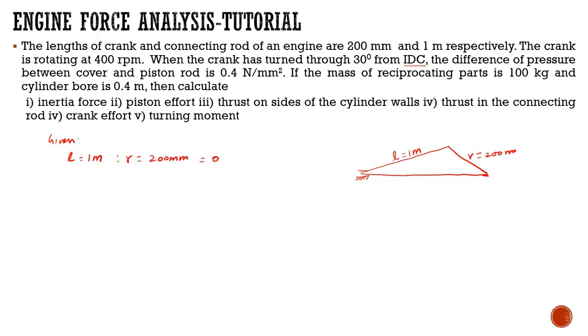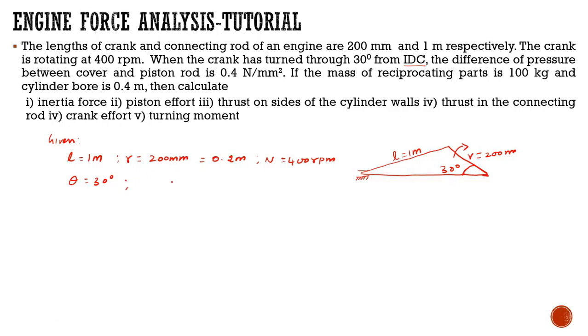So we can convert that into meter. Then the crank is rotating at a speed of 400 rpm, so the n value is 400 rpm. And theta is 30 degree. That means the crank has turned through 30 degree from inner dead center.